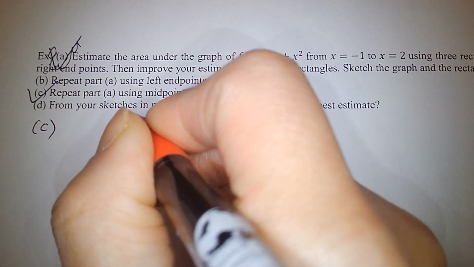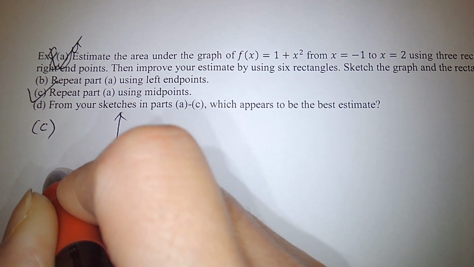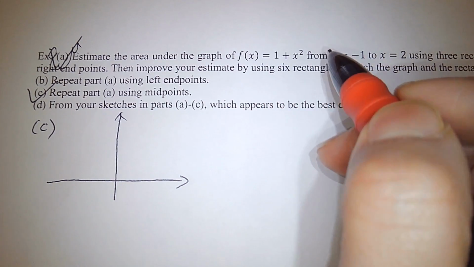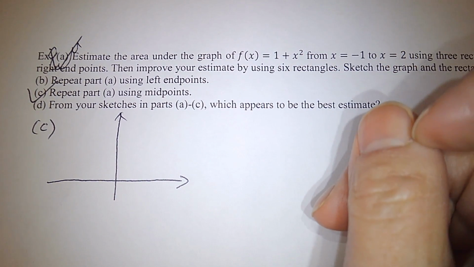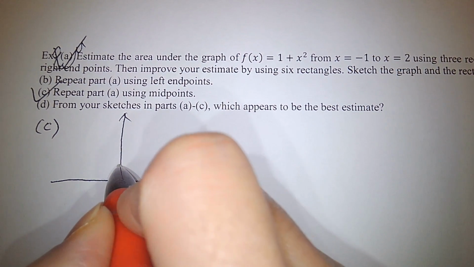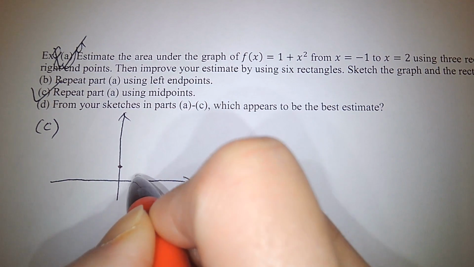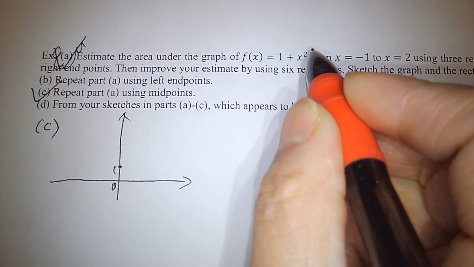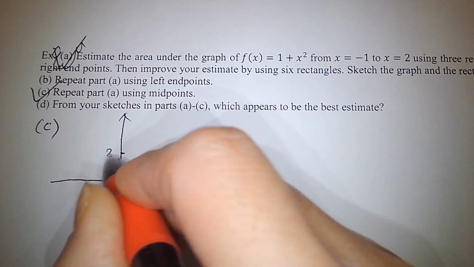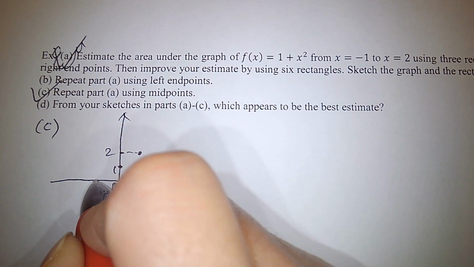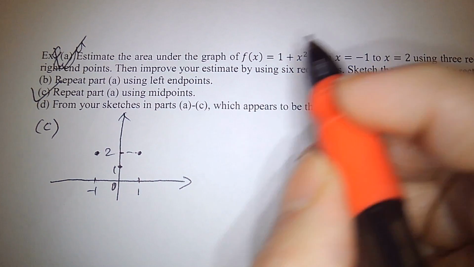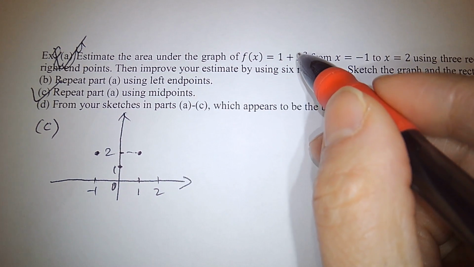Let's draw the picture for y equals 1 plus x squared. What do you think about the shape of the function? Parabola, right? And it passes through the point 0, 1. So when x equals 1, y equals 2, right? When x equals -1, y equals 2. When x equals 2, y equals what? Think about that.